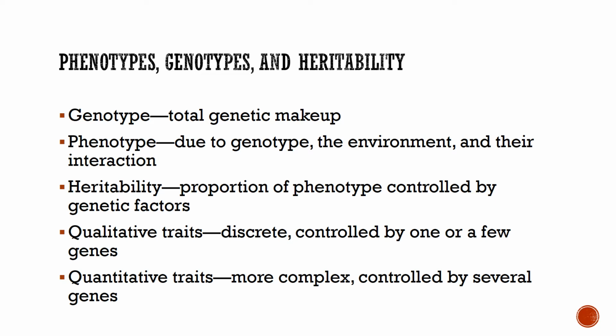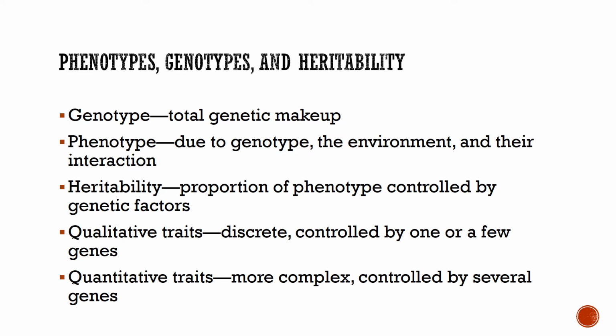The genotype is all of the genetics, the total genetic makeup. It has to do with everything genetic about that plant. The phenotype, though, is due to the genotype. It takes the environment and the plant's reaction to the environment, and the growth and development of that plant. So genotype is very broad, okay? Think genetic makeup. Phenotype has to do with the genotype. So G is before P. G equals genetic makeup.